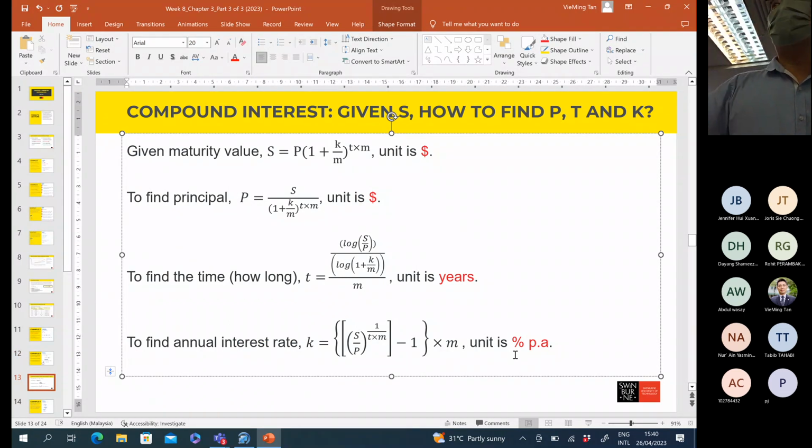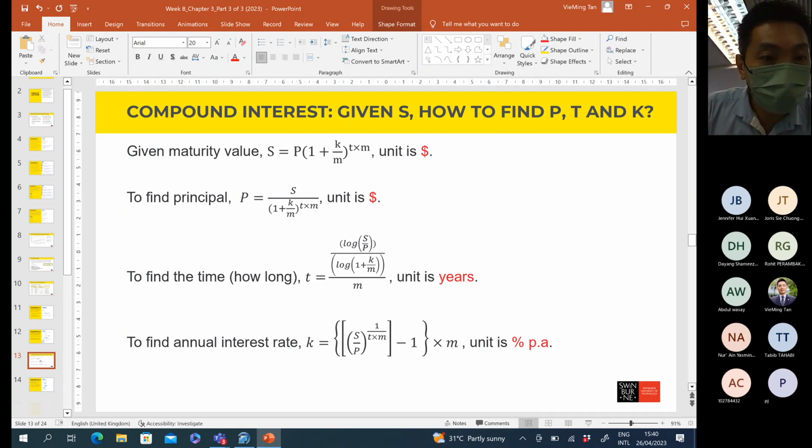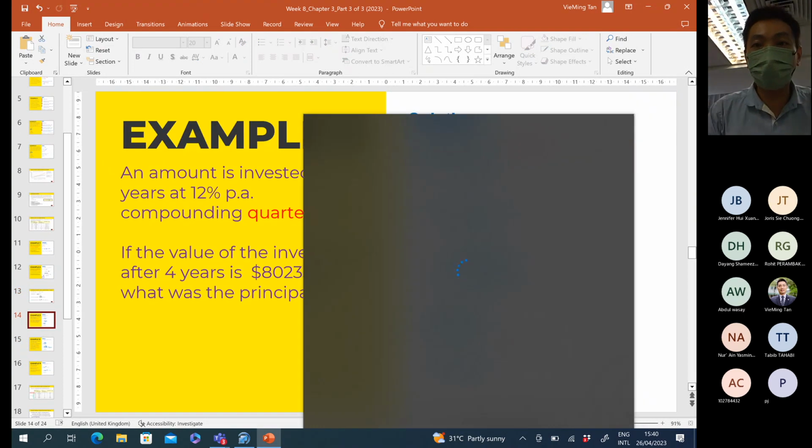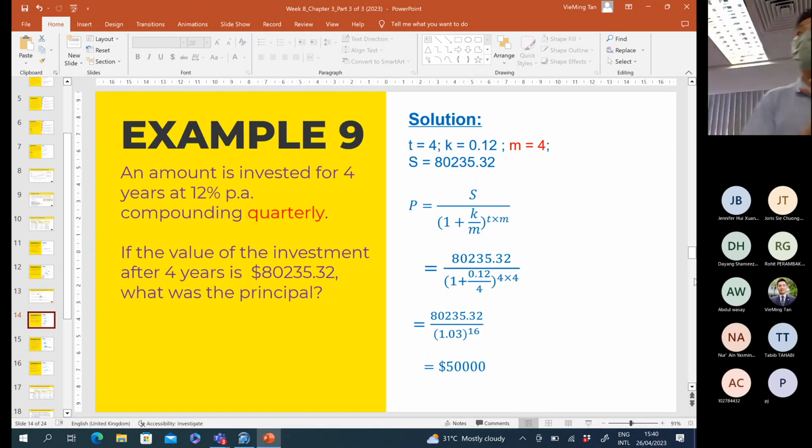So these three formulas, no need to memorize. They will be given in the exam. You can refer to them, but you must know how to apply. So let's try to use some examples in order to learn how to apply these three formulas. We start from example number 9.